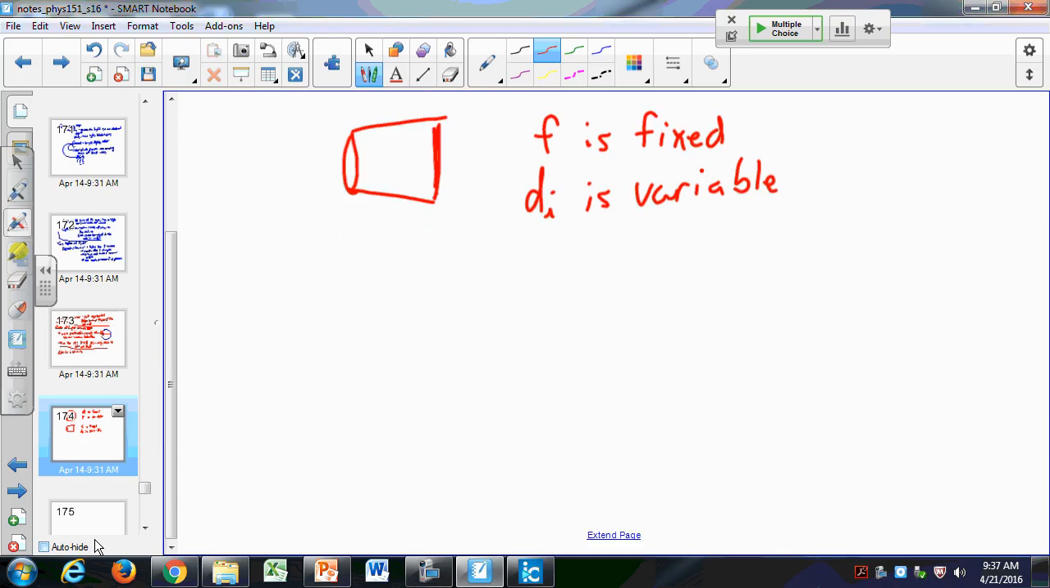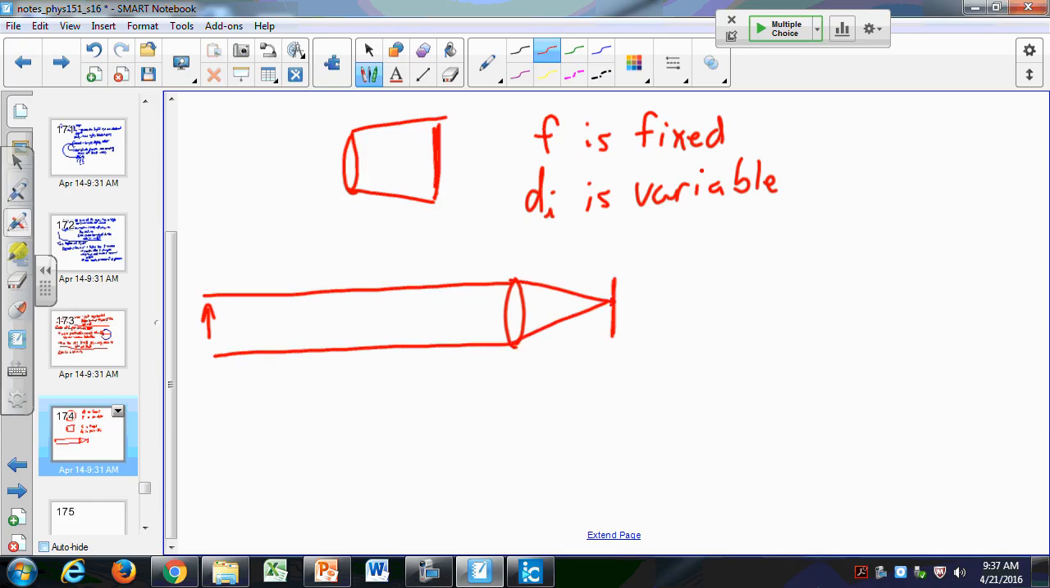So if we think about the camera in a similar way as what we did for the eye, for a camera, here's my lens, here's my film, my chip or whatever it is, a CCD chip. If I have an object that's really far away, these light rays are going to come in and they're going to focus at the focal point, like that. Now, if I have something that's close, my focal point still remains the same. Unlike for the eye, the focal point will remain the same.